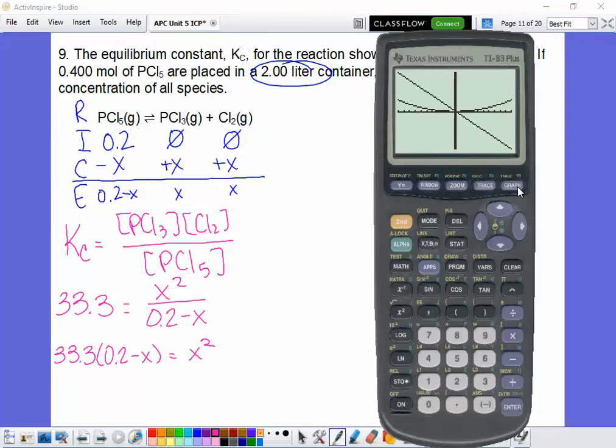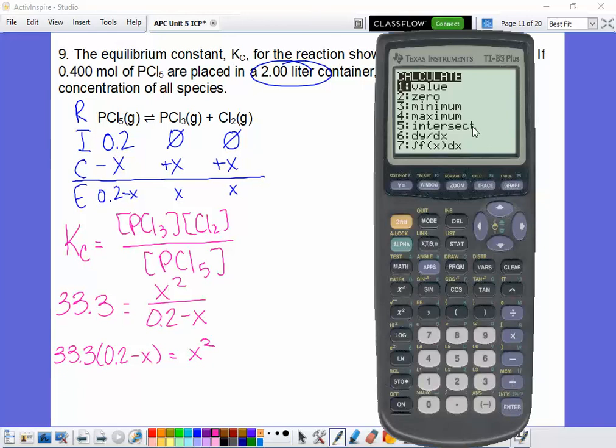There are technically 2 points where these curves intersect. We only care about where they intersect in the positive x area. Okay? So technically, there's an intersection way up over here that we can't see on the graph. We don't care about that one. That's a negative x. We care about this one right here. So the way that you can find that is second trace, and then find the intersect.